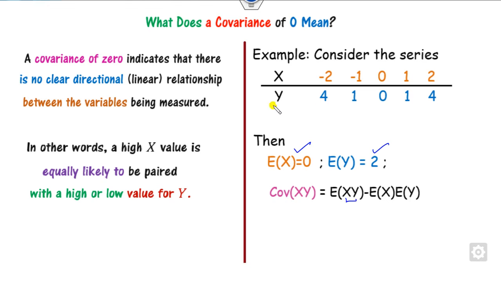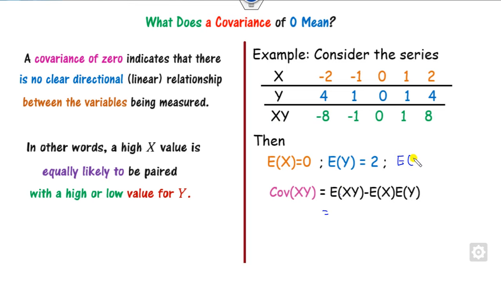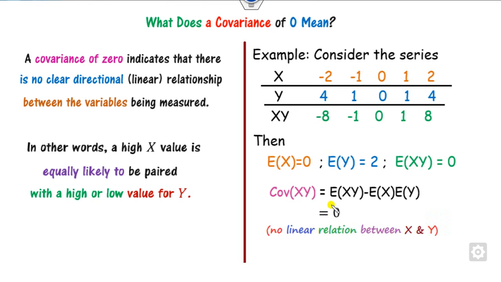How do you find the value of xy? We take x times y, that is -8, -1, 0, 1 and 8. What is the expected value of xy? It is the summation of xy divided by 5. The sum is 0, so the mean is 0. If you substitute here 0, 0 and 2, the answer is 0. So what is the meaning of that? The covariance 0 means there is no linear relationship between them.